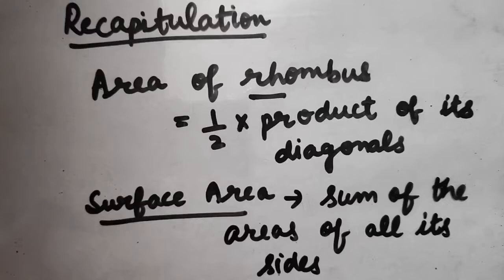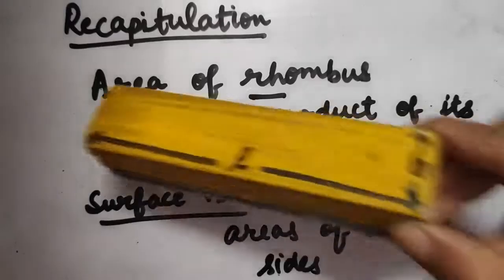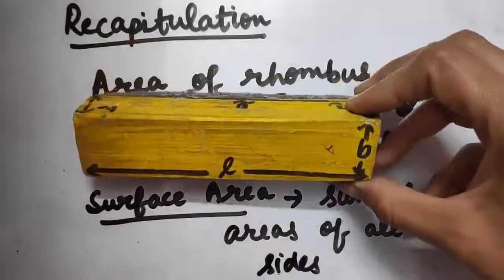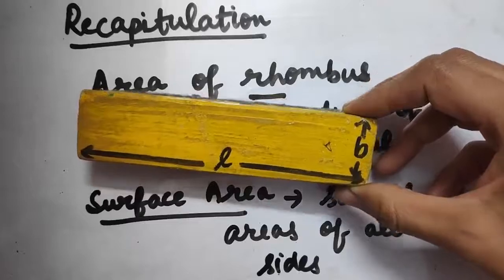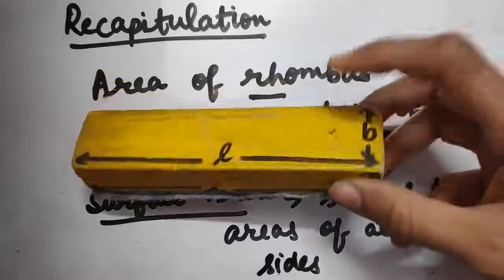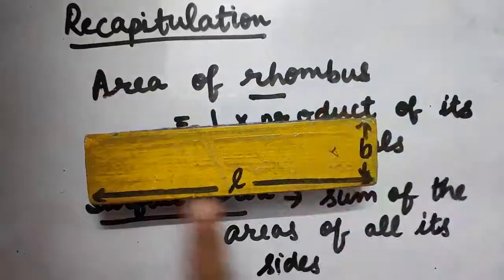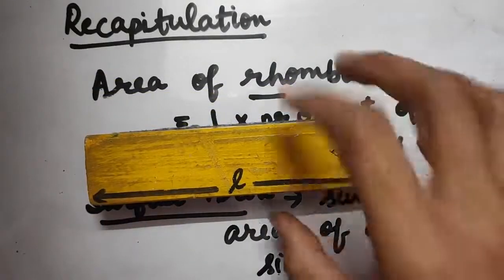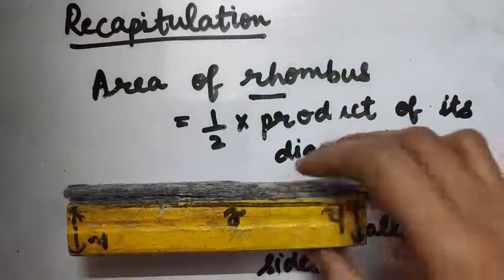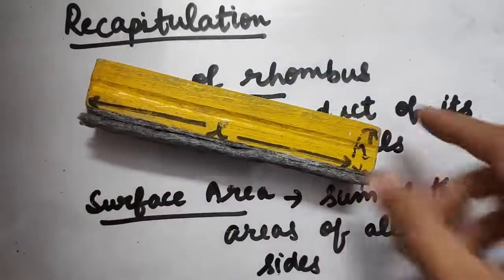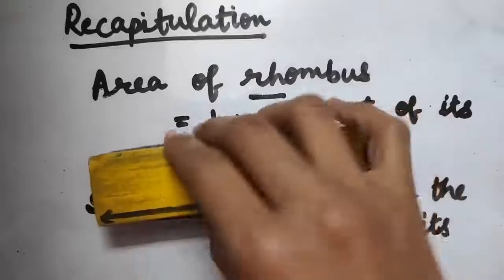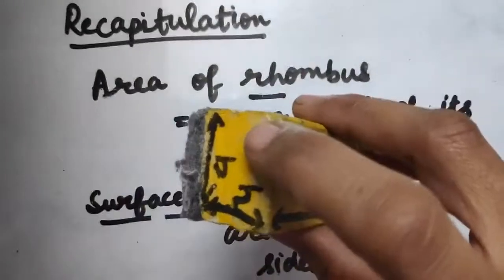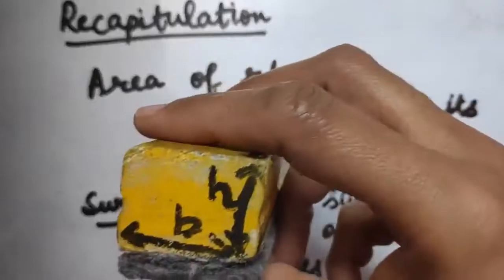Now, if I talk specifically about cuboid, surface area of cuboid is the sum of the areas of all its 6 rectangular faces. This is a cuboid. There are 6 rectangular faces in this cuboid. So, there are 2 faces, top and bottom, each with area length into breadth. There are 2 faces, front and back, each with area L into H. There are 2 faces, right and left, each with area B into H.